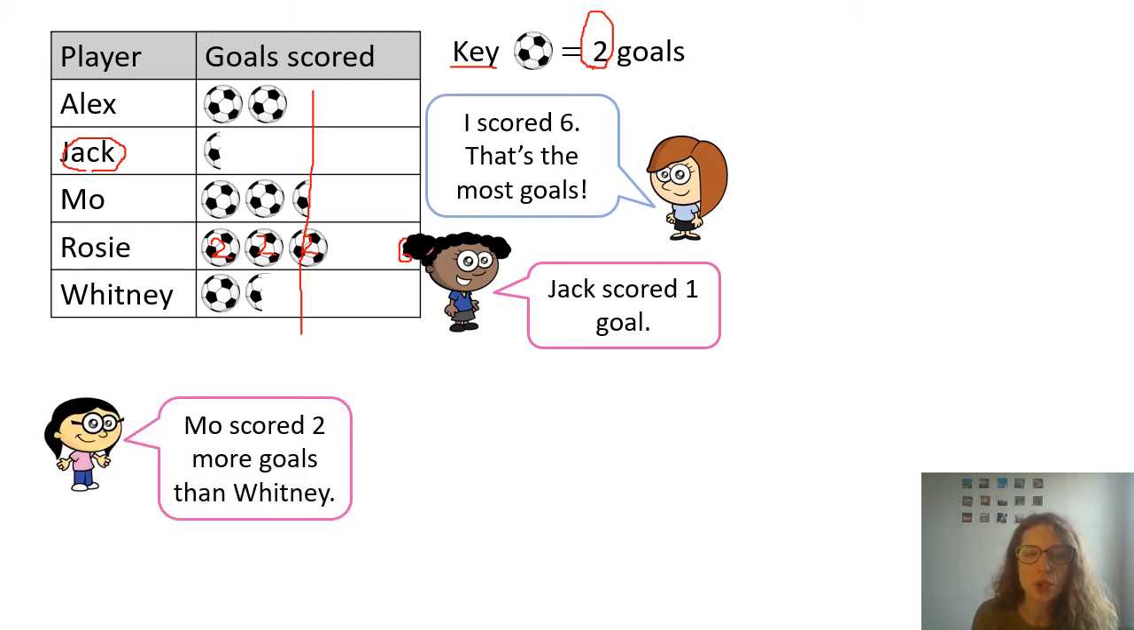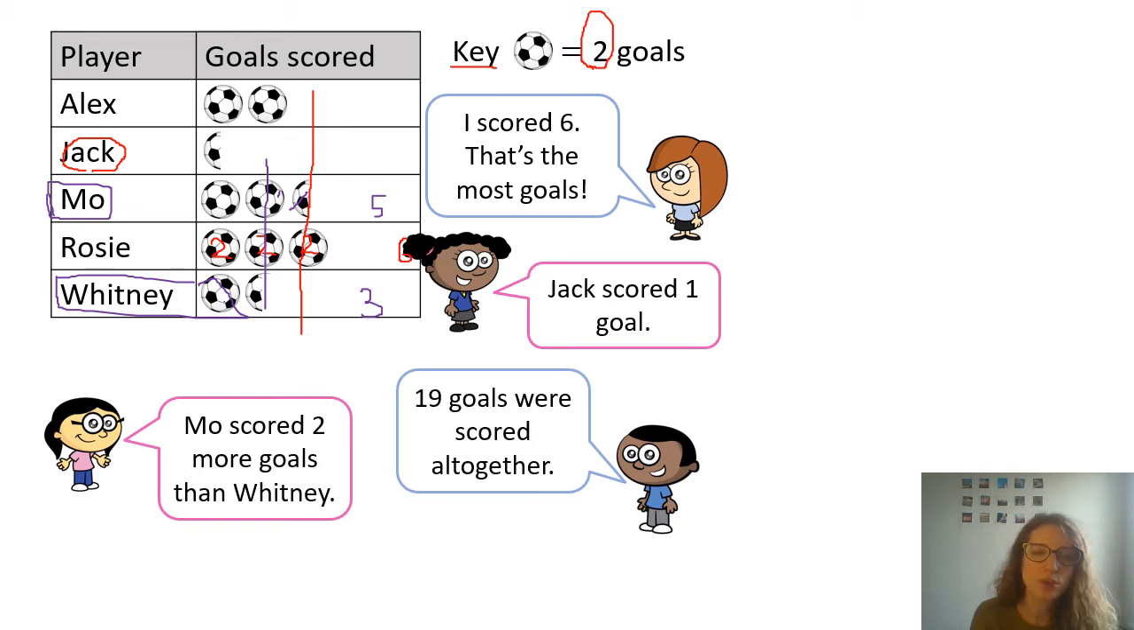Mo scored 2 more goals than Whitney. Okay, I'm going to just change to a different colour so we can see it. So we have Mo here, and we have Whitney here. Okay, oh, that went a long way, didn't it? And it's 2 more goals. So if we draw another line going up, Whitney scored 2, 3, and Mo scored 2, 4, 5, and we can see that there's a 1 and a 1 there, so he did score 2 more. And then 19 goals were scored altogether, so if you added up all of those, you'd get to 19.